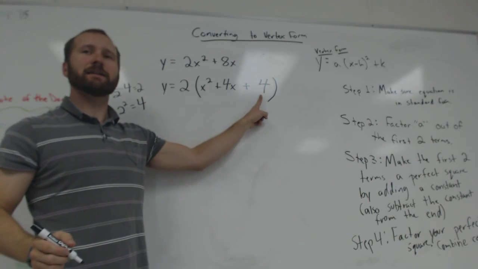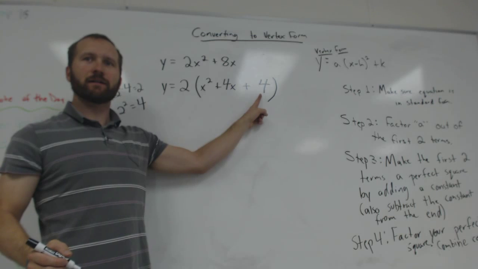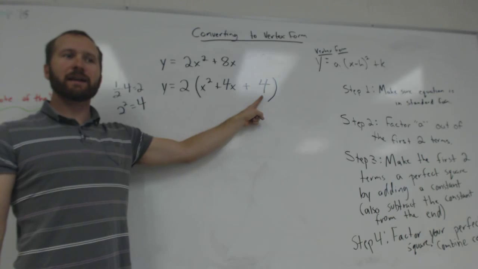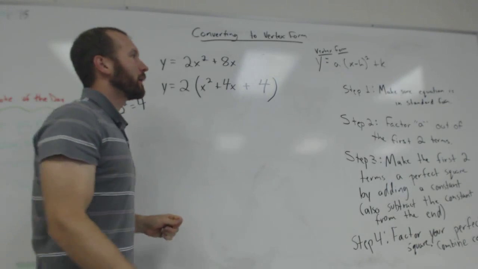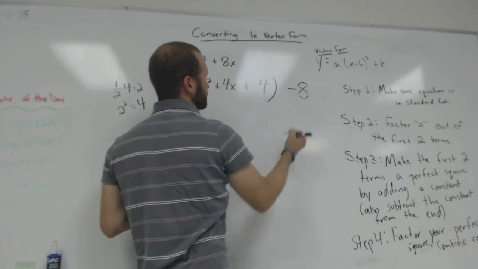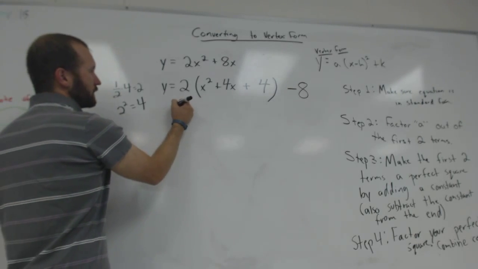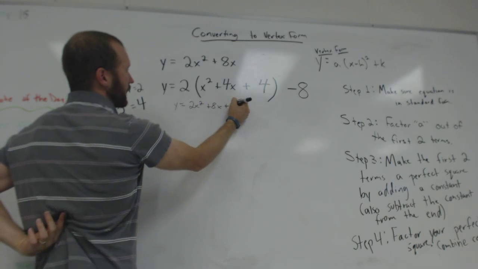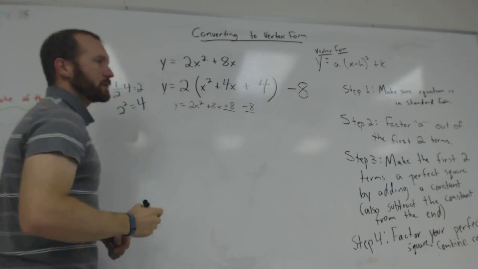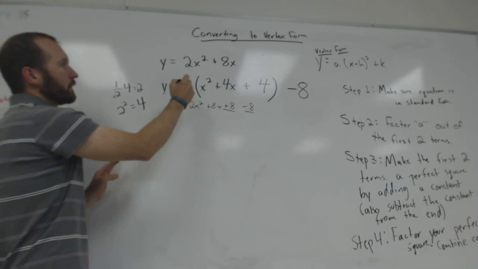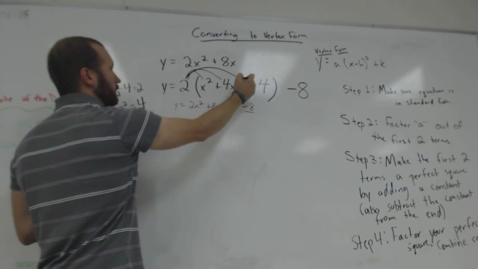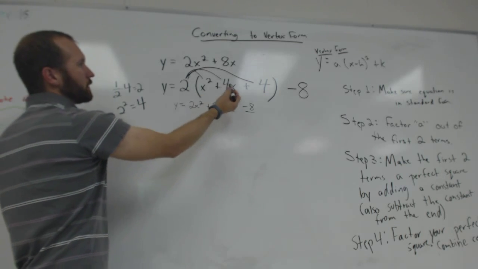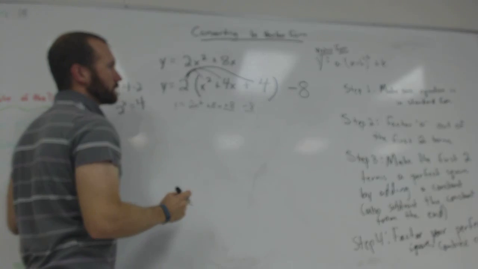What did I actually just add? I actually just added 2 times 4. So I added 8. What do I have to subtract over here? I have to subtract 8. Okay, if you don't believe it, just do this. y equals 2x squared plus 8x plus 8 minus 8. And then those look like opposites. Right, so all I'm doing is distributive property. 2 times x squared is 2x, 2 times 4x is 8x, 2 times 4 is 8, and then minus 8.